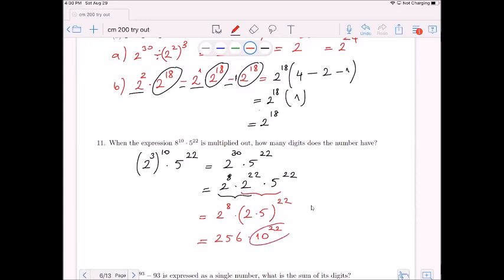What is the meaning of 10 to the power of 22? There are 22 zeros at the end, right? So how many digits does this number have? 3 digits here, and 22 zeros. Let me write it here. So altogether, this number has 25 digits. Okay?